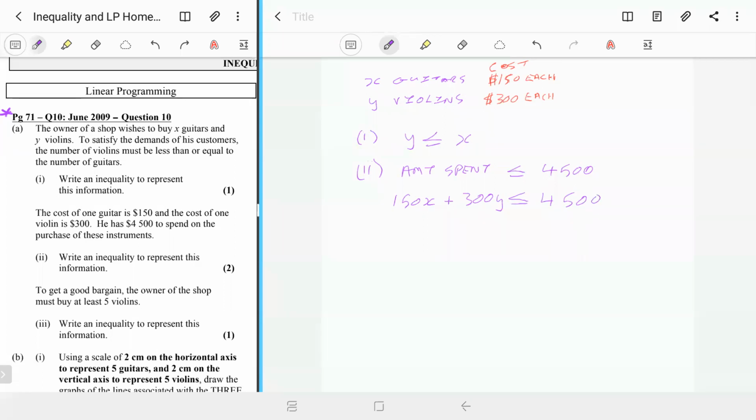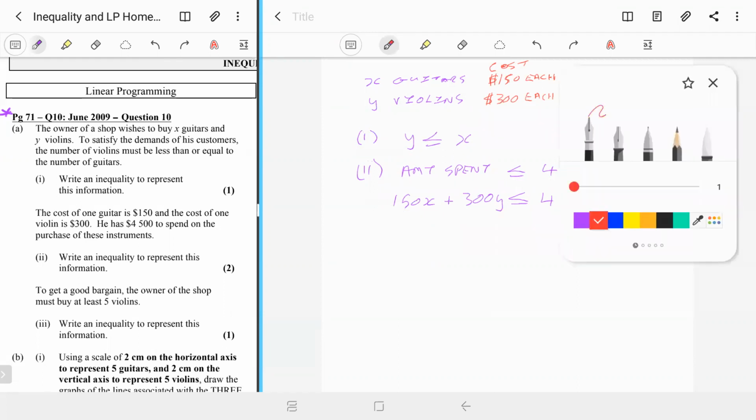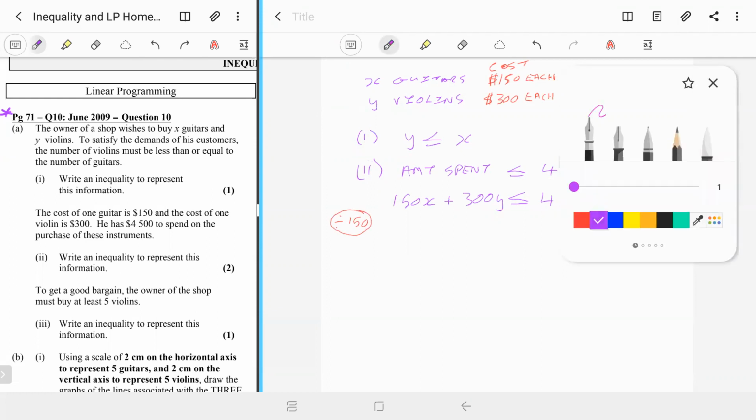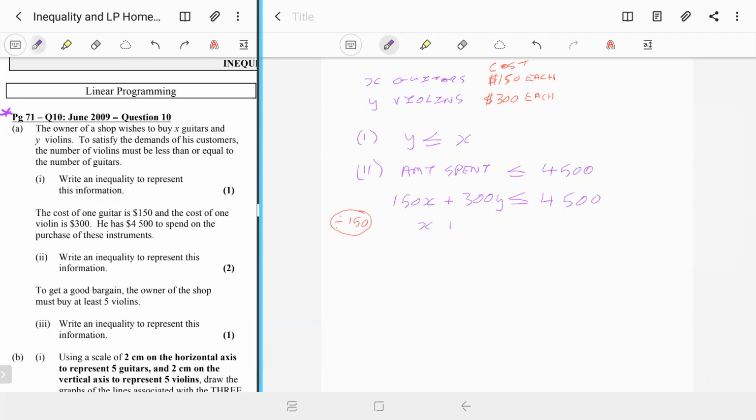Well, guess what now? This inequality can be simplified, because all these numbers are multiples of 150. See that? So divide it down. Divide it by 150 and simplify it to the lowest terms. When you divide by 150, your inequality becomes X plus 2Y less than or equal to what is now 30. That's your second inequality. So far, so good?